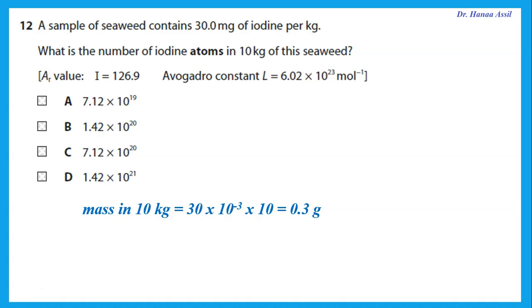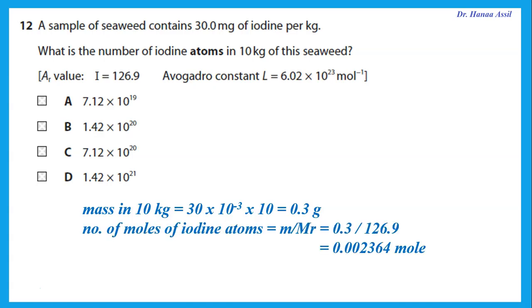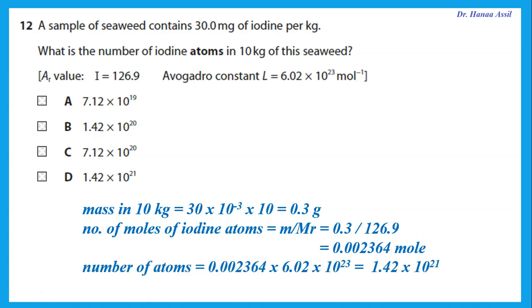Now, what is the number of atoms? The number of atoms is first from the number of moles. Number of moles is mass over the molar mass of iodine. And then the number of atoms would be the number of moles times Avogadro's constant, and we're talking about iodine atoms. So that is the number of atoms in the seaweed.